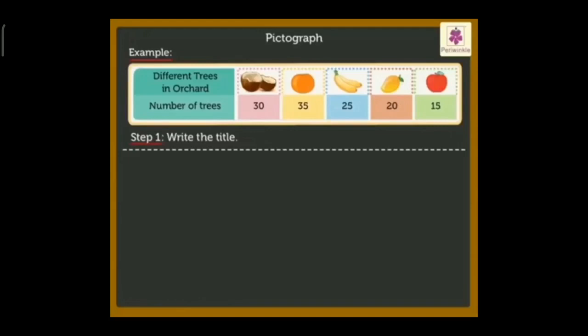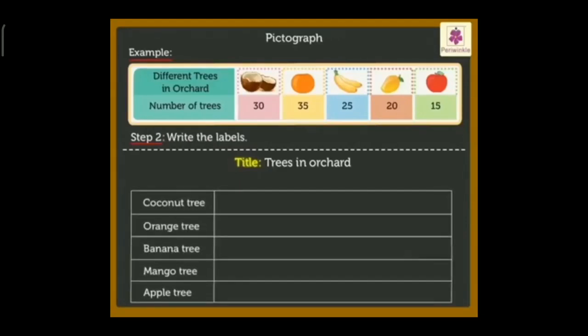Step 1, write the title. Here the title, The Trees in Orchard, tells us about the different trees in the orchard. Step 2, write the labels. The labels give us the information about the different trees in the orchard. Step 3, write the scale or key. It tells us each picture is equal to how many trees. We can see here all the numbers are multiples of 5. So we take the scale as 1 tree equals 5 trees.